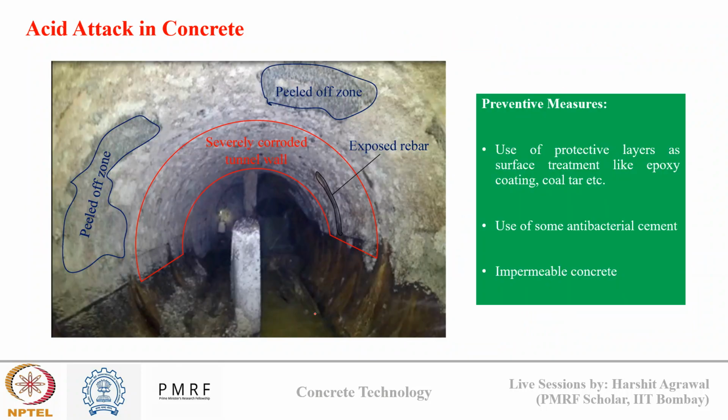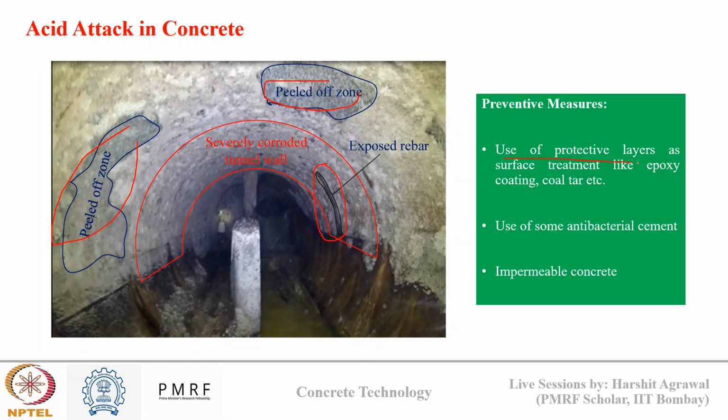So here in the first image, one can see an example of a sewage pipeline where concrete walls have experienced severe degradation, which is visible from the peeled off zones here and here, and some exposed rebar also, which was visually available. So this is how acid attack can affect the tunnel wall in sewage lines. How to prevent acid attack?